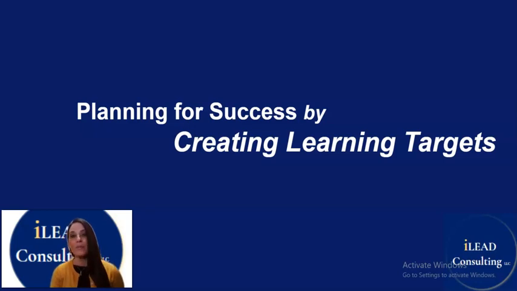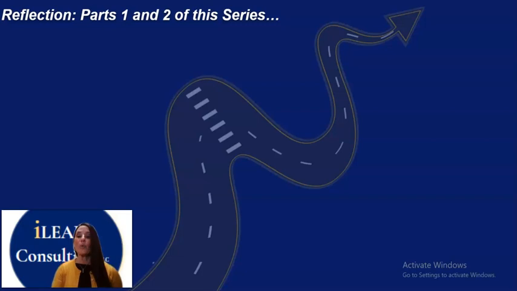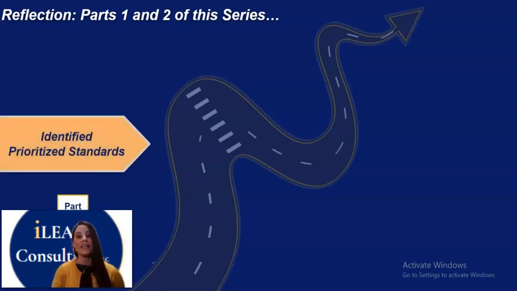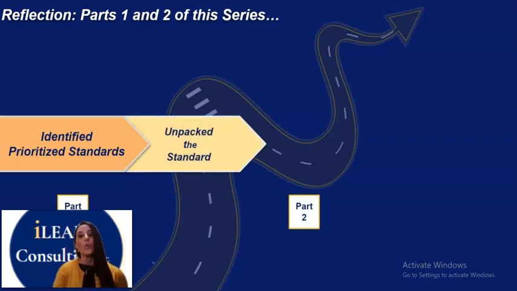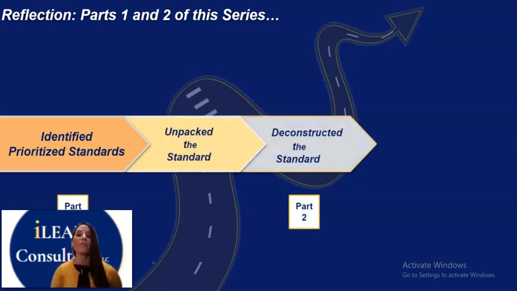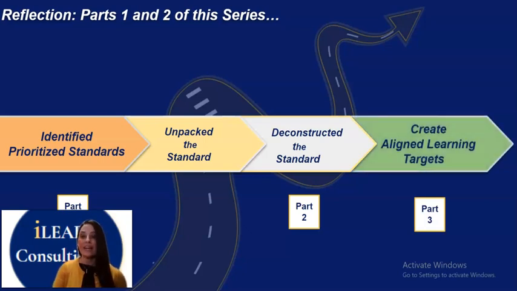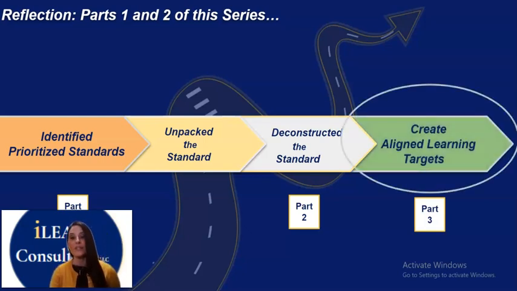We're going to be focusing on planning for success by creating learning targets. Not just any learning targets, but aligned learning targets. It's important to note that this is part 3 of a 3-part series. In part 1, we focused on identifying priority standards. In part 2, we unpacked the standard, but then we also leaned heavily into deconstructing the standard. Now we're shifting to creating aligned learning targets.